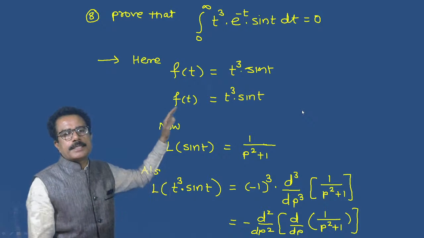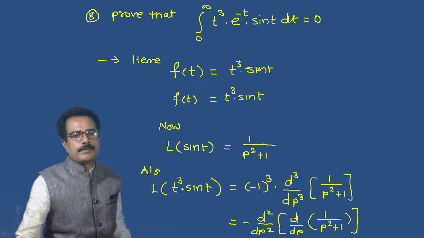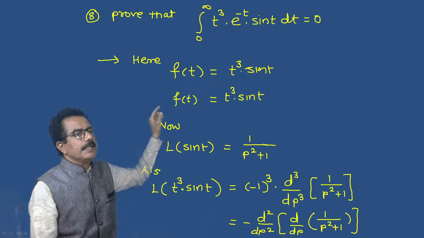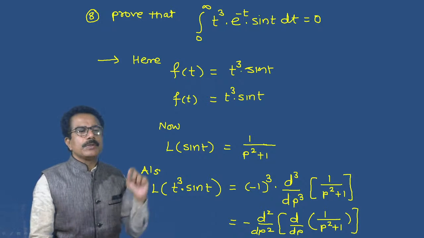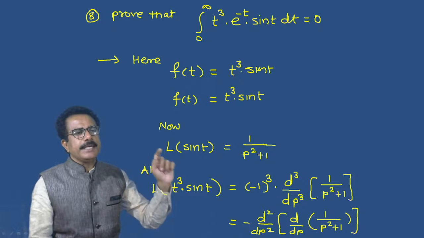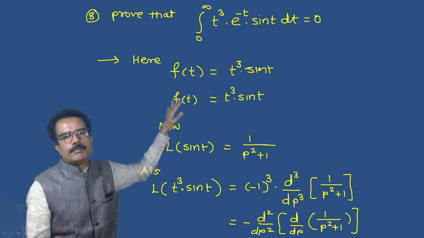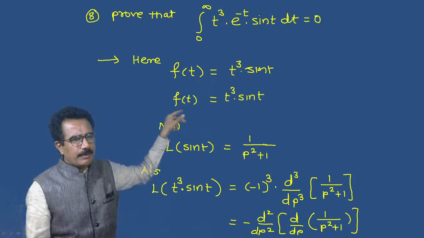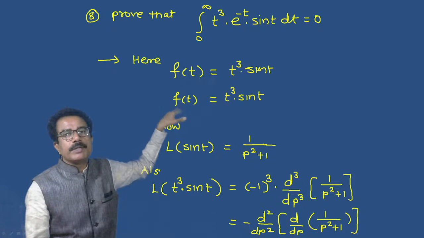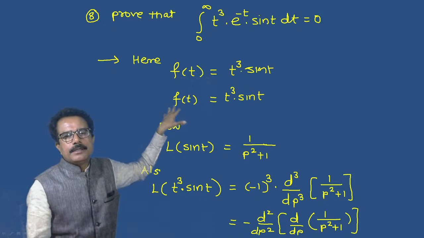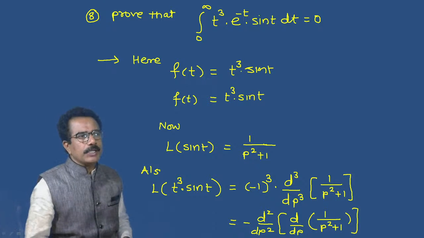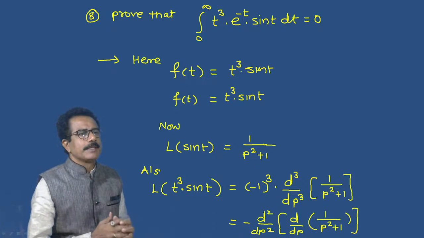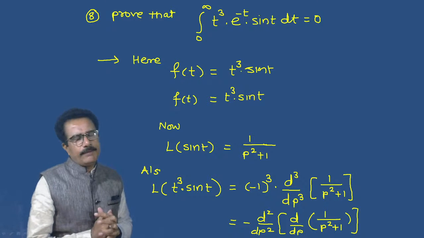Okay. Yesterday we have seen the problems based on this. What is that problem here? Integral from 0 to infinity t cube into e raised to minus t sin t dt, which is equal to 0. Yesterday some students did not understand this problem at the end, so I will revise it once again. Actually, we have to show that integral from 0 to infinity t cube into e raised to minus t sin t dt is equal to 0.